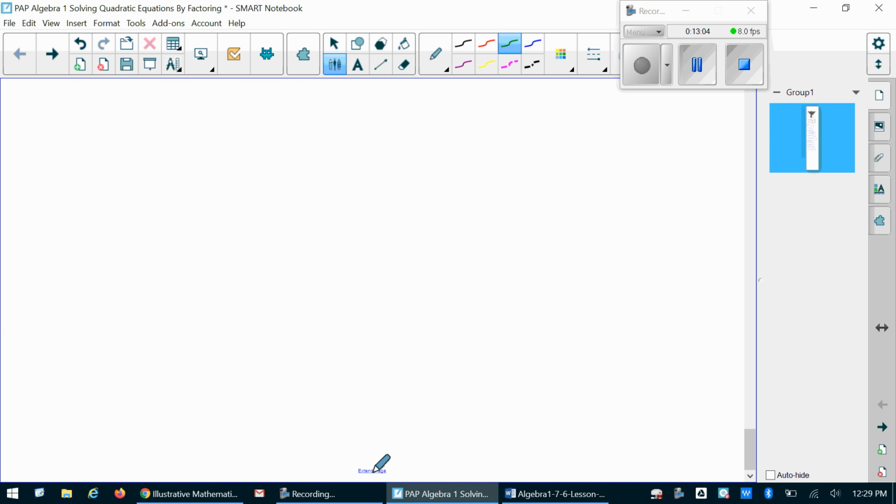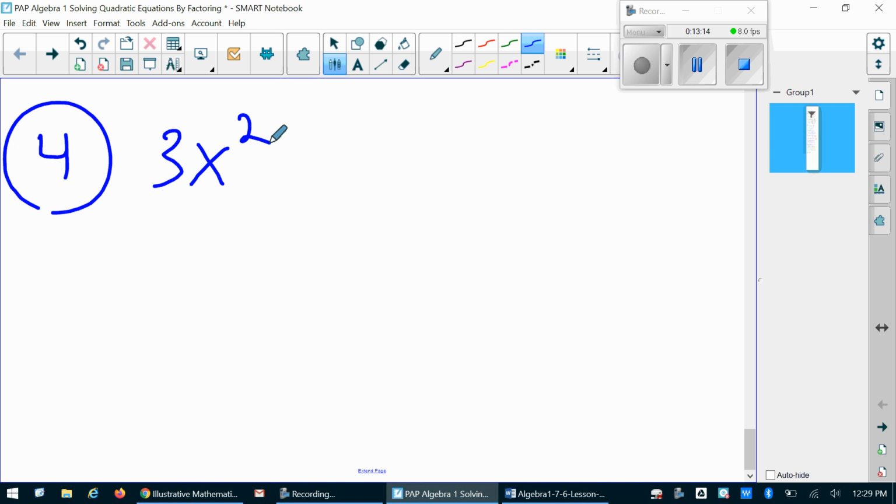Call this example 4. I want you to stop this video once I write the problem down, and I want you to try to do this on your own. Then you push play to check to see if you got it right. Okay, go ahead and pause the video, see if you can figure this one out. We are solving for x.